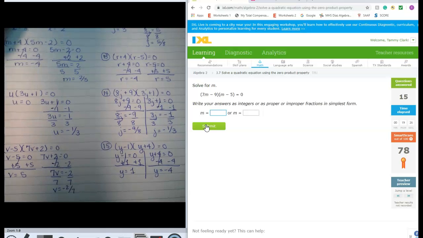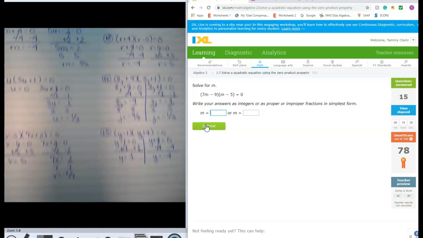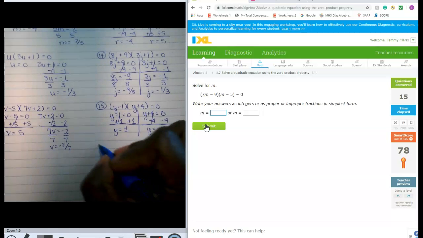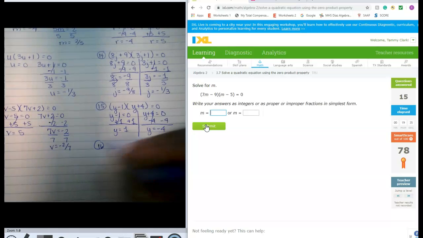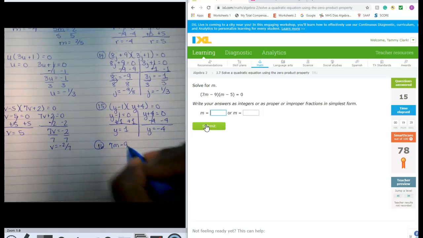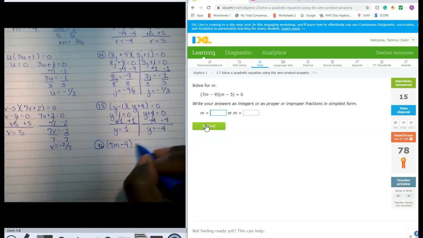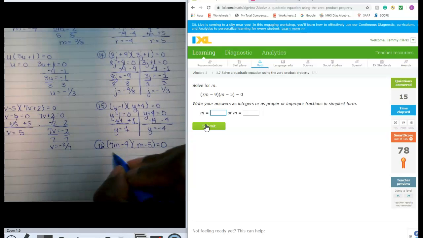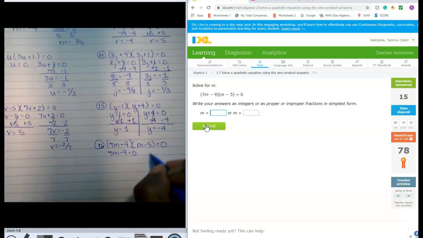I think we'll do one last one. You could easily take this to 100, but again, time is of the essence. So I'm going to do number 16 here. 7m minus 9. And we're going to multiply that by m minus 5. When they're multiplied together, they equal 0. So again, we've got 7m minus 9. We're going to set that equal to 0. And then we're going to set m minus 5 equal to 0.